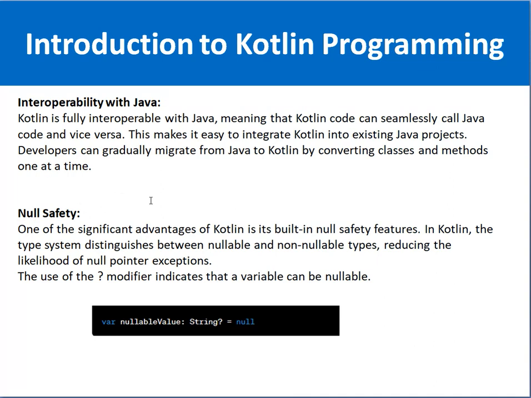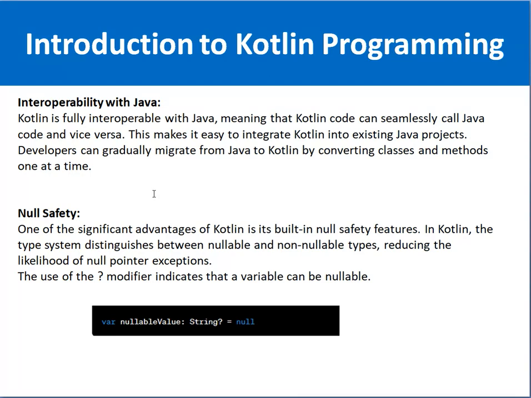Next feature is null safety. Kotlin has a type system that distinguishes between nullable and non-nullable types. We know that null pointer exceptions happen many times whenever we are working on a software development project, and we have to face them.